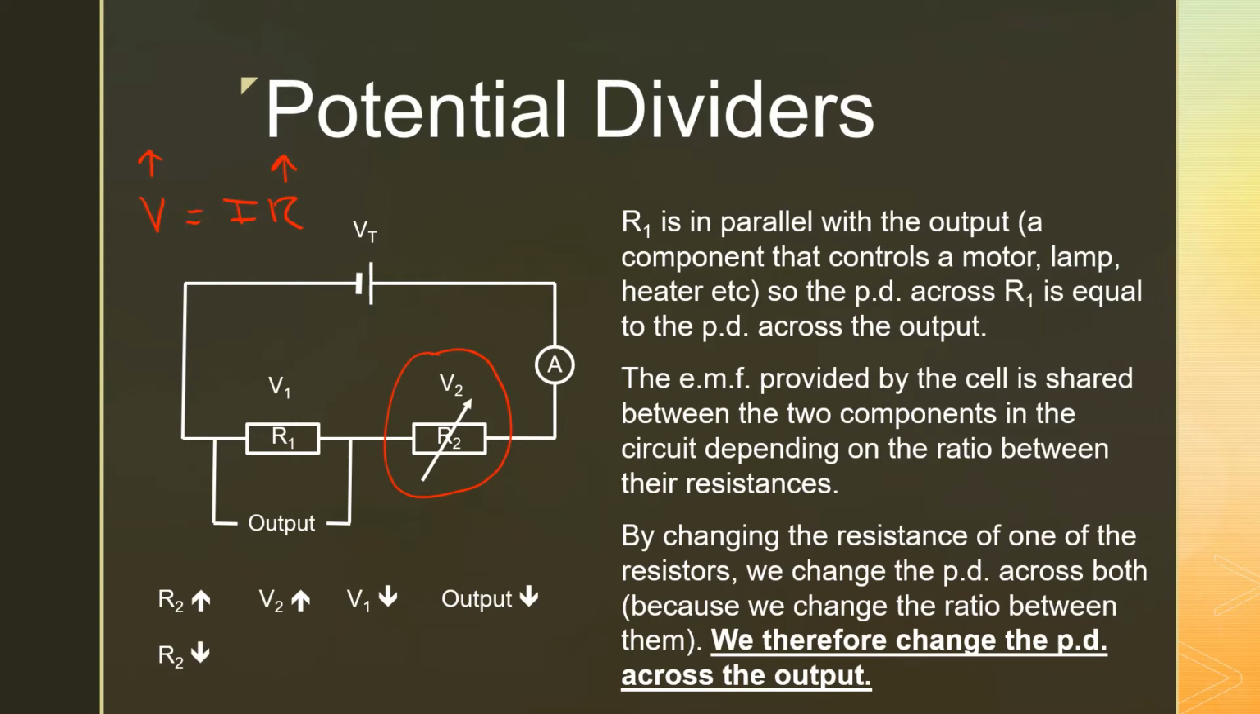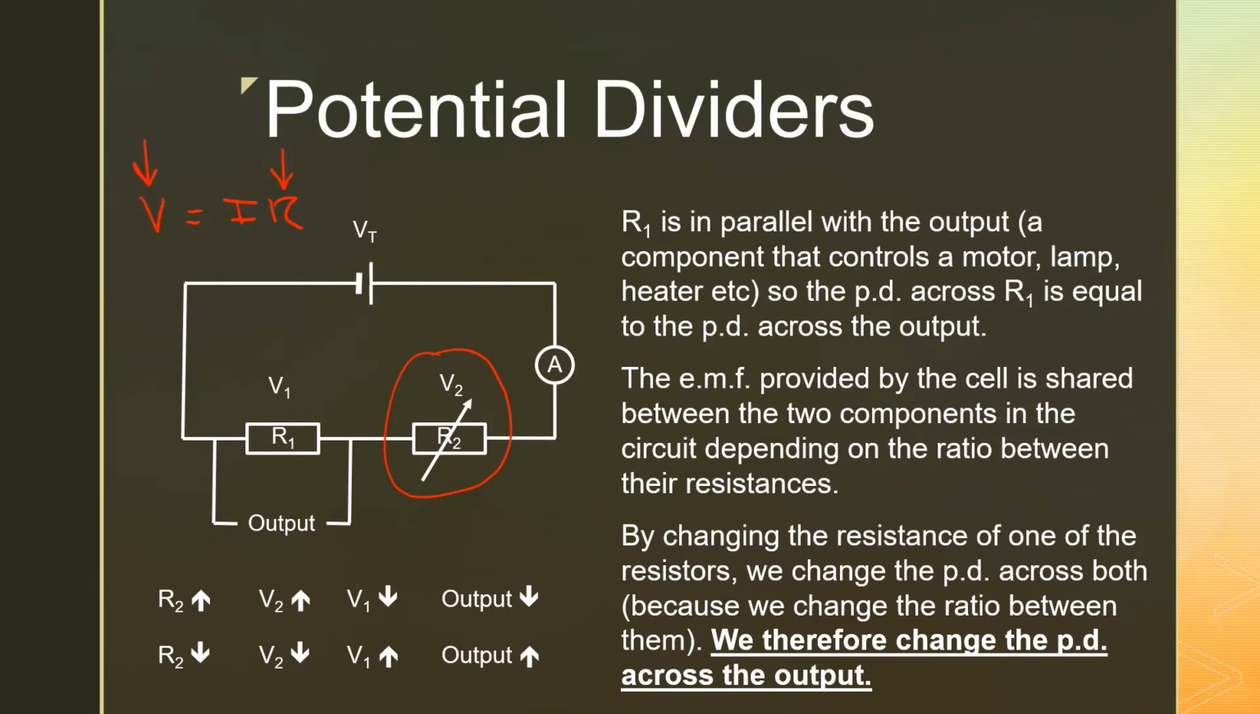Likewise, if I were to decrease the resistance of R2, let's go back up to our equation at the top here. Now, if the resistance is going down, the voltage across it is going to go down. So we're going to get a decrease in the potential difference across R2. So V2 is going to come down. And remember, V1 and V2 must add up to that VT. And so if V2 is getting smaller, V1 must be getting larger. And because R1 is in parallel with the output, the output must be getting larger.